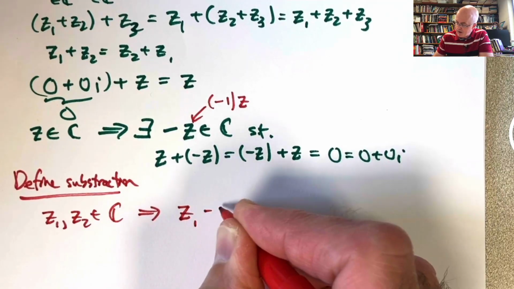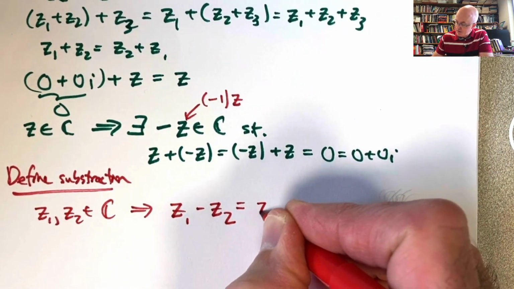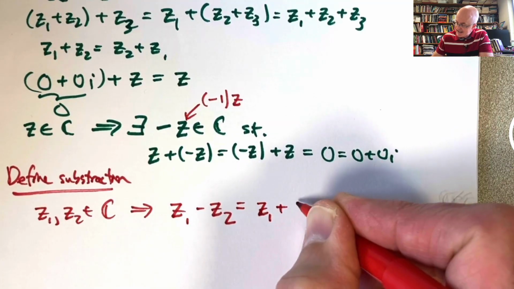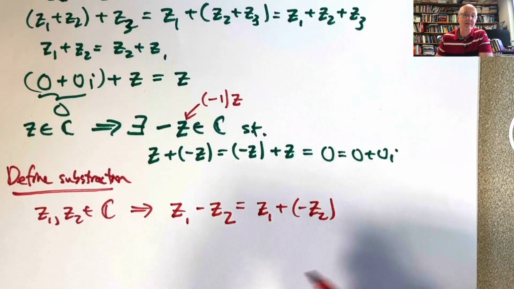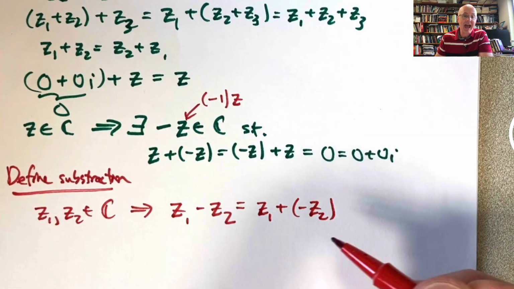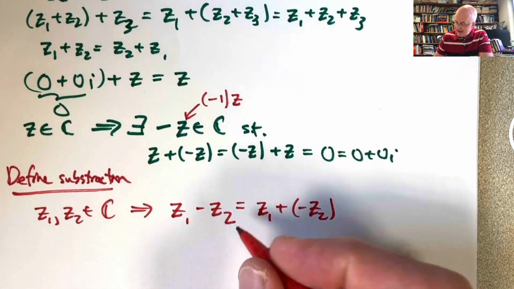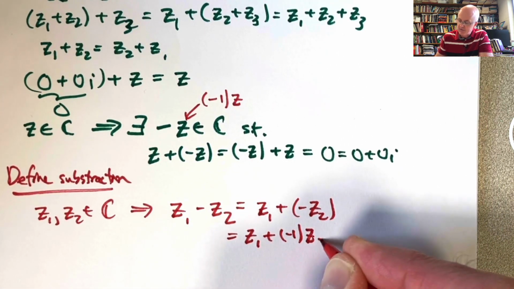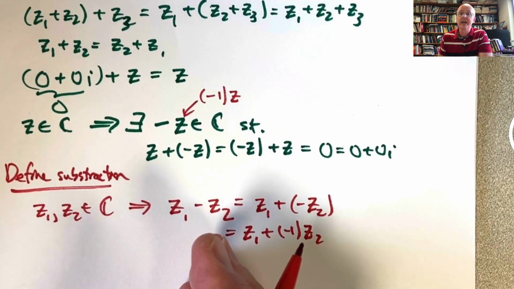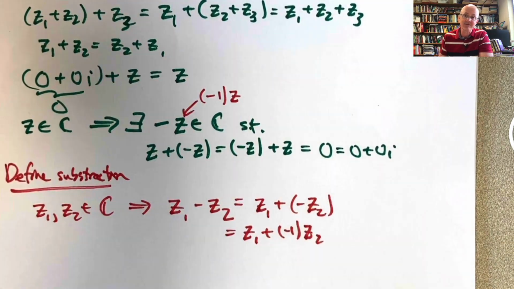To do z1 minus z2, in reality it means do z1 plus the additive inverse of z2. Negative z2 means this additive inverse, the thing I need to add to z2 to get the additive identity 0. And yes, that is the same as z1 plus negative 1 times z2. So effectively, I'm defining subtraction using addition. That's actually important in lots of different contexts.